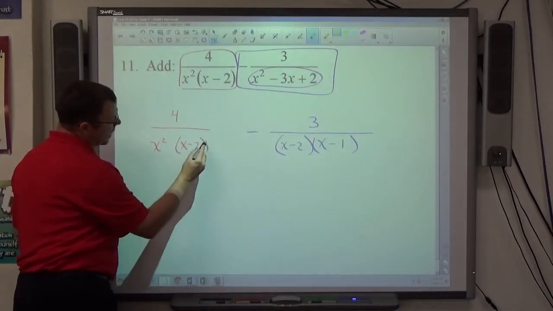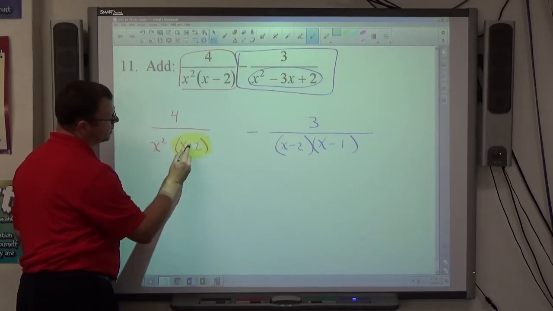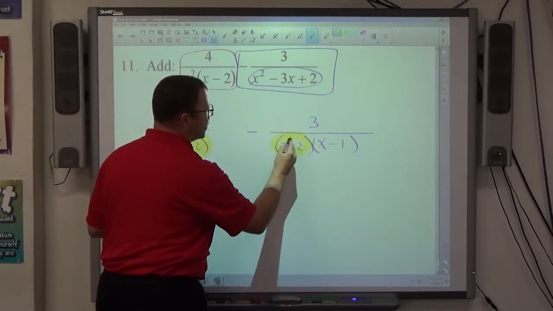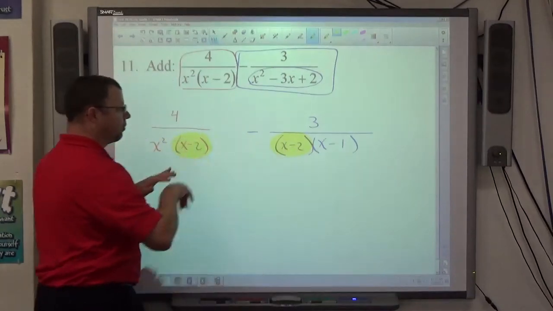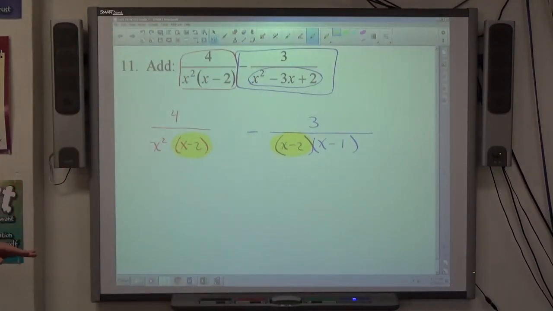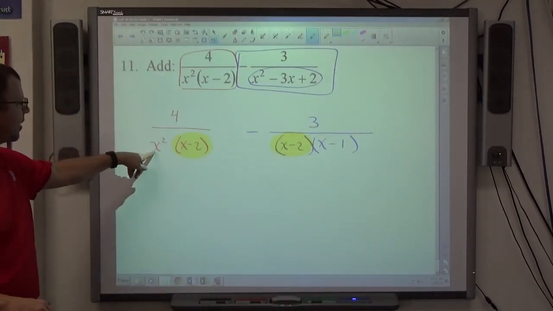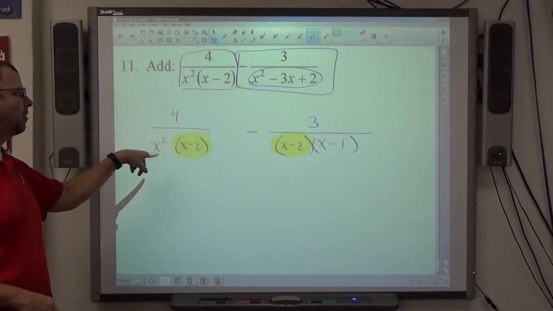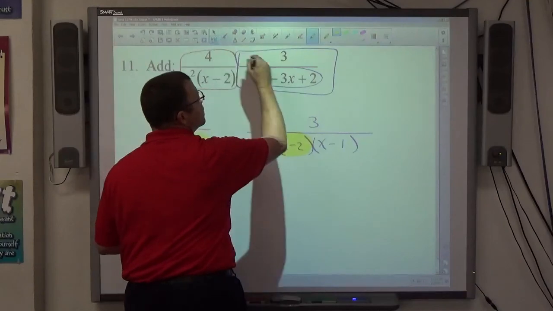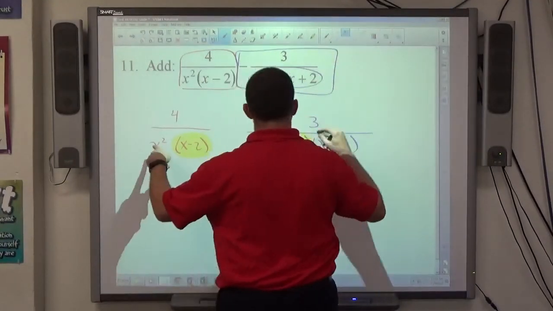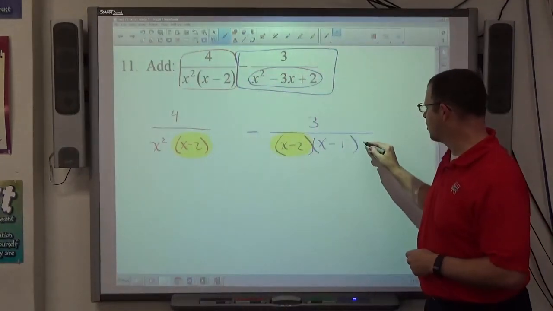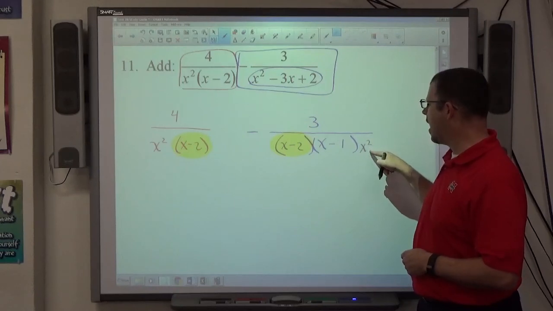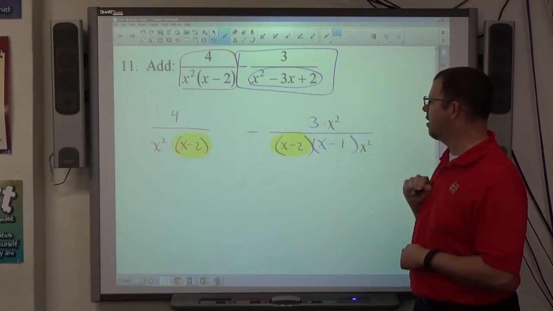So this has an x minus 2 attached to it. This has an x minus 2 attached to it, so that's already common. That's in both denominators, so that's already been taken care of. The red fraction has an x squared that the blue fraction doesn't have. The blue fraction has an x minus 1 that the red fraction doesn't have. So that's what I need to fix. So I want the red fraction to get an x squared on it. So I need an x squared on the bottom. I have to put an x squared on top to account for that.